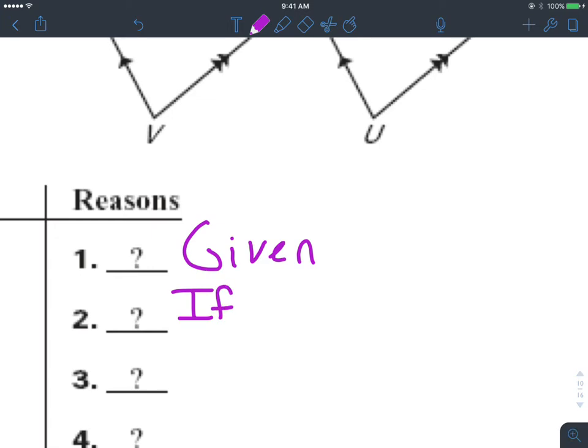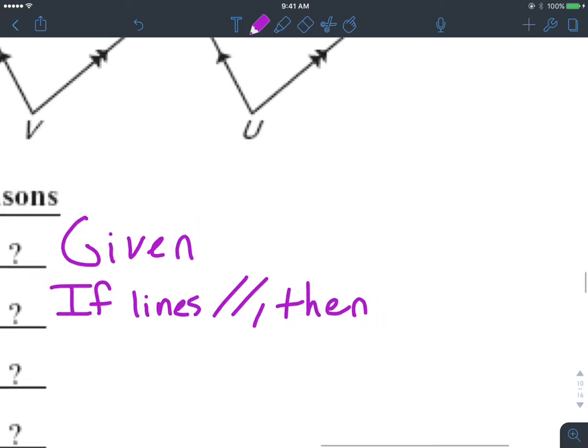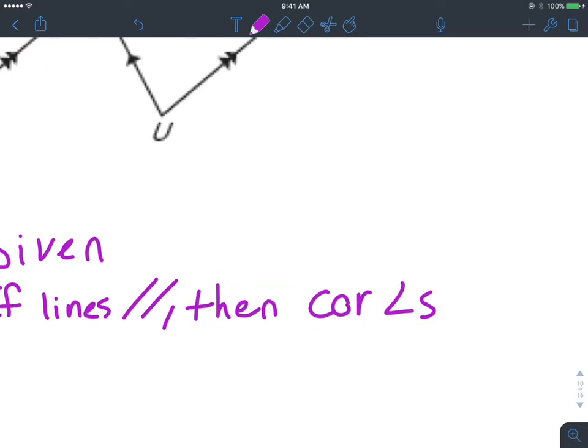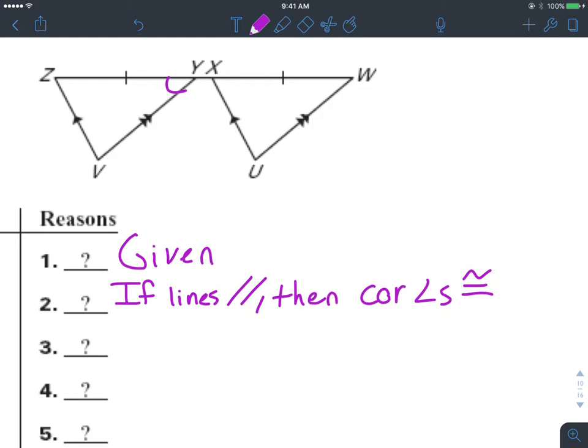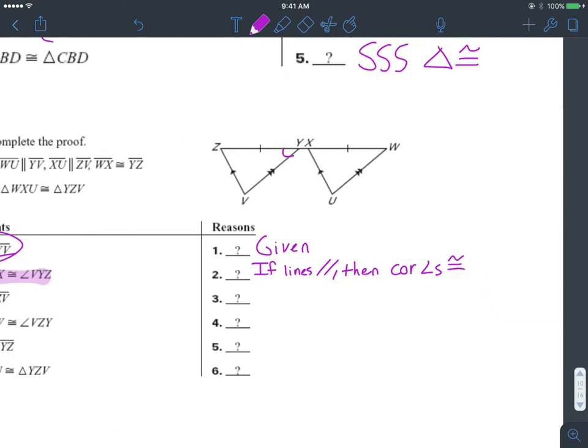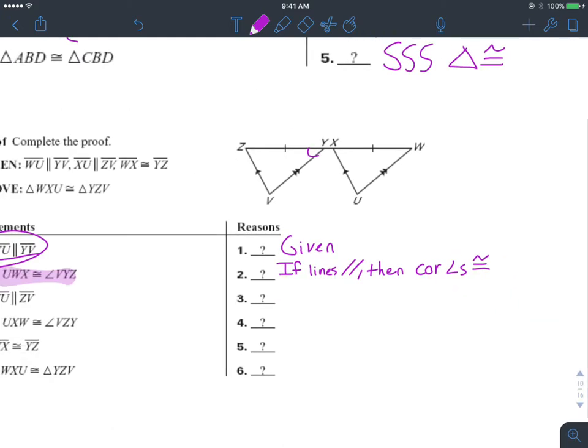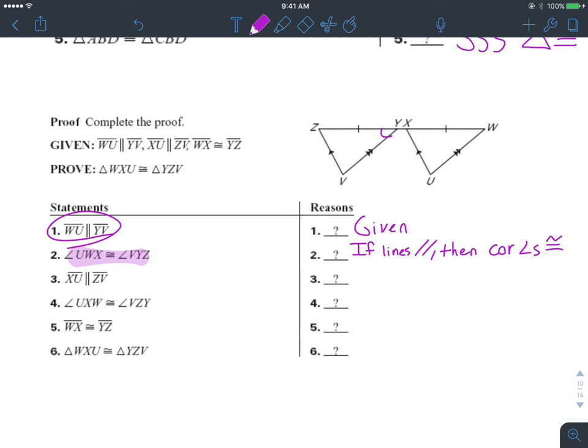So we're going to put: if the lines are parallel, then the corresponding angles are congruent. All right, and some of your teachers might accept the corresponding angle theorem. So just once again, refer back to what your teacher wants to see there in that case. So anyways, we have two angles marked congruent.